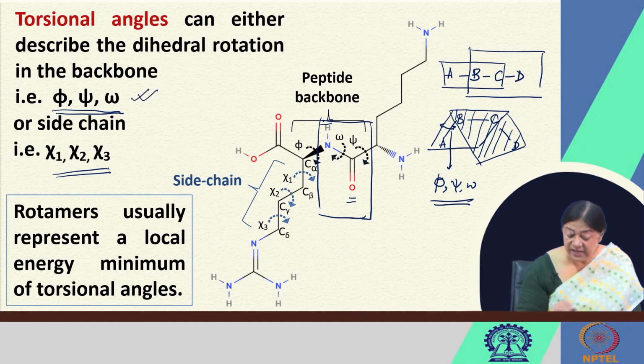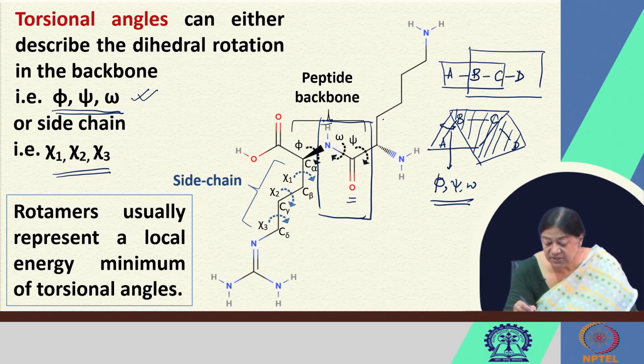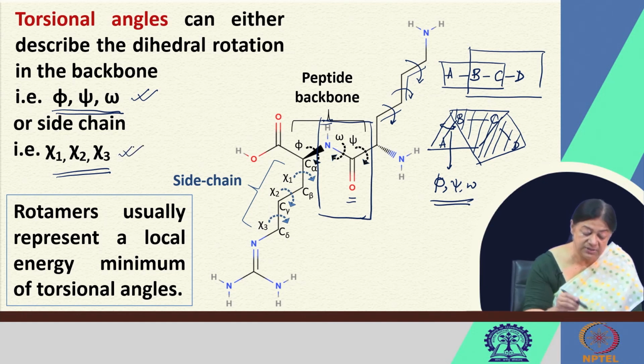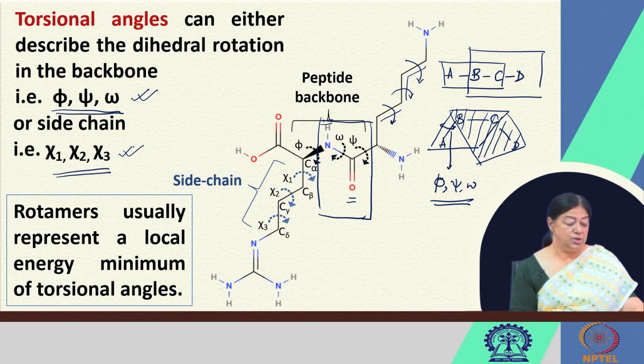But when we look at the side chain, as we looked at the different single bonds, this is the arginine amino acid residue, and we see there are several single bonds. Now, there is rotation possible about these single bonds, which is what is termed chi1, chi2, chi3, giving us the rotamers that usually represent a local energy minimum in terms of the torsional angles, giving us the best possible orientation that is going to give us the minimum energy.